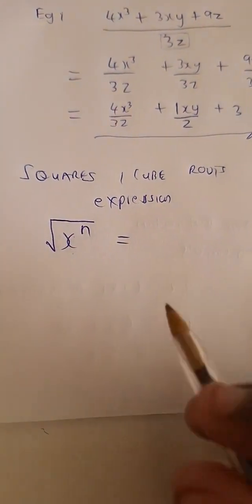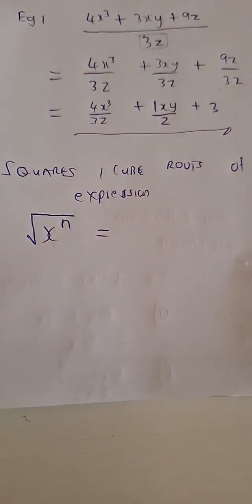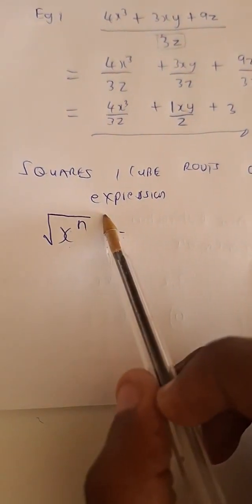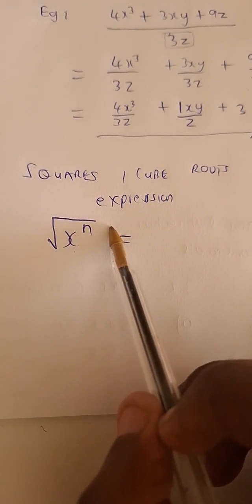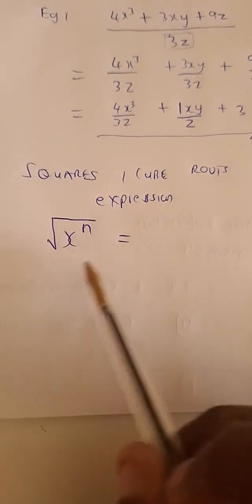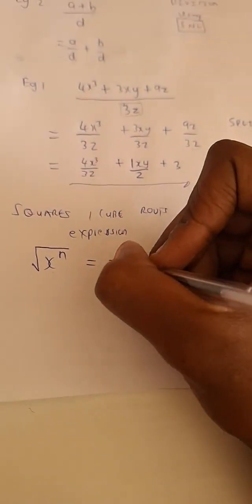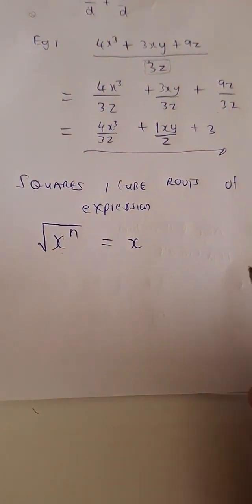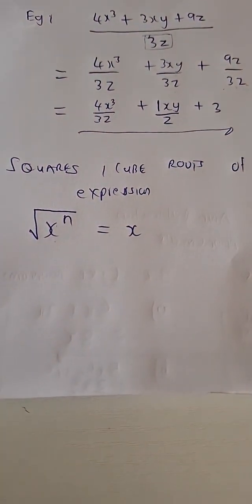The square root of x to the power n can be expressed as what? If I remove the square root, this becomes x to the power what, guys? Anyone know in the comment section?